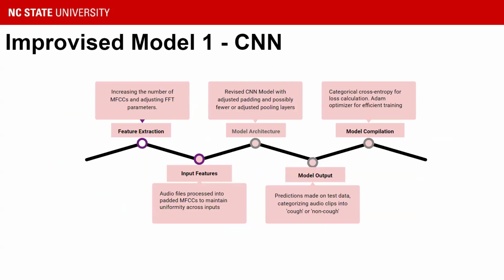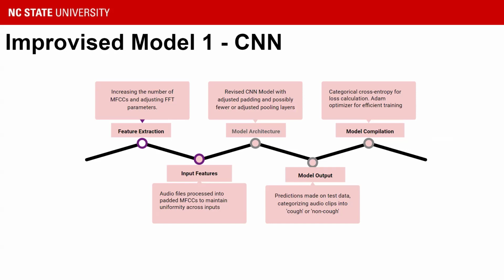The first improvised model we provided is an improvised version of the first baseline CNN model. But before we did this, we improved our data by adjusting the FFT parameters, and also we padded the MFCCs so that they have uniformity across all the inputs. The revised CNN model had adjusted padding and also adjusted pooling layers.